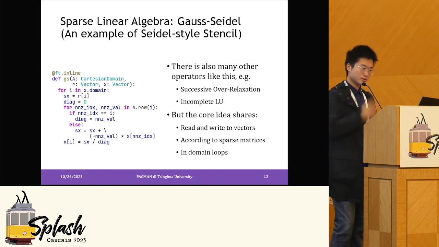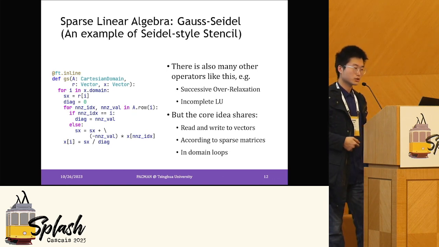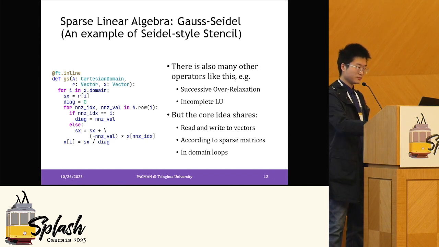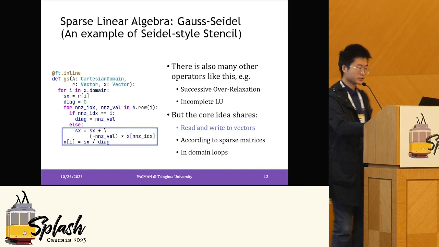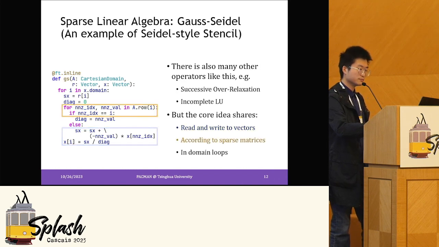And then there's a comprehensive example here, Gauss-Seidel iteration. It's an example of implementing the Seidel-style routines in our language, and there are more of them, not just this one. But the core idea is shared, since they all read and write to vectors according to sparse matrices in domain loops.